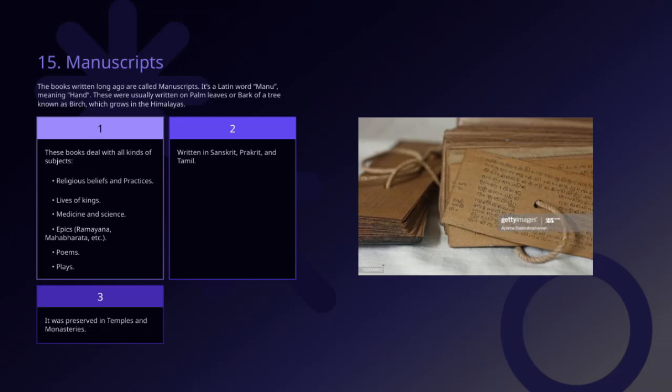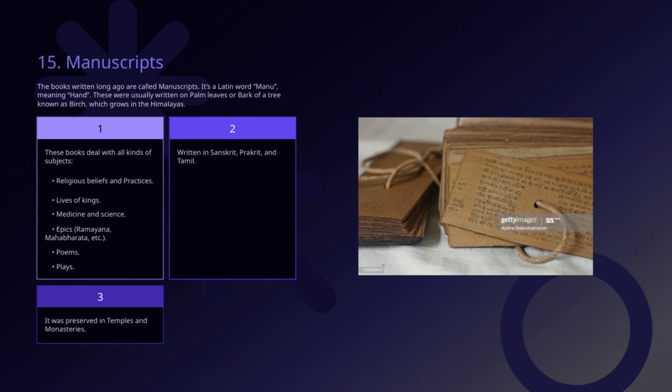These books, known as manuscripts, were preserved in temples and monasteries, serving as important cultural and religious repositories. They covered a wide range of subjects, from plays and poems to epics like Ramayana and Mahabharata. They also included knowledge on medicine and science, as well as the lives of kings and details about religious beliefs and practices. Most of these manuscripts were written in languages like Sanskrit, Prakrit, and Tamil, reflecting the linguistic diversity of ancient India.